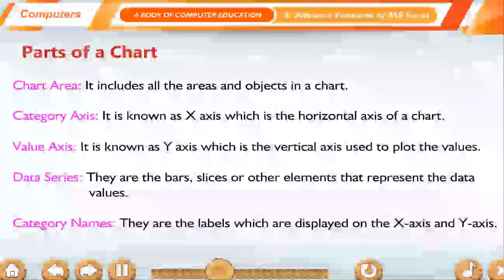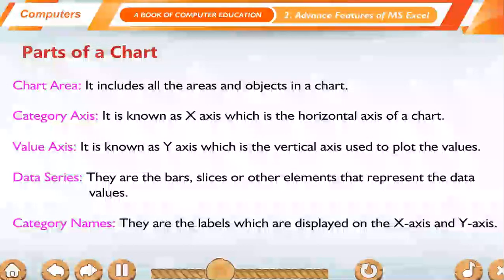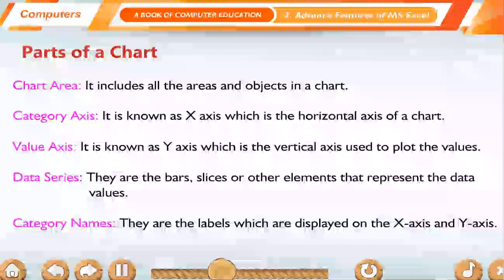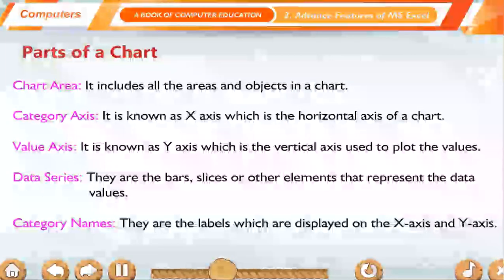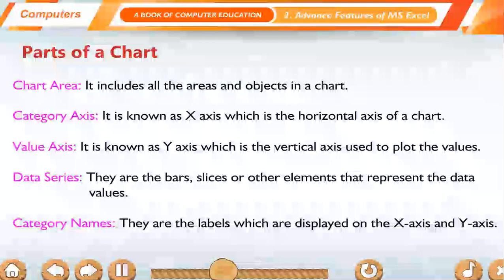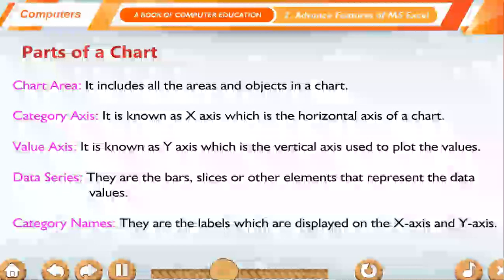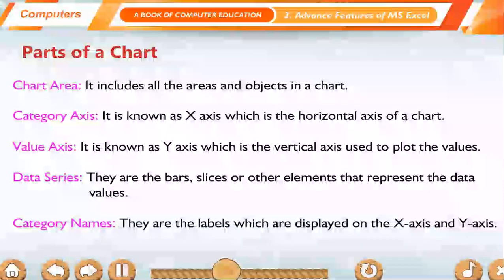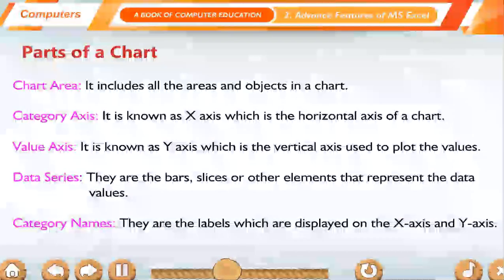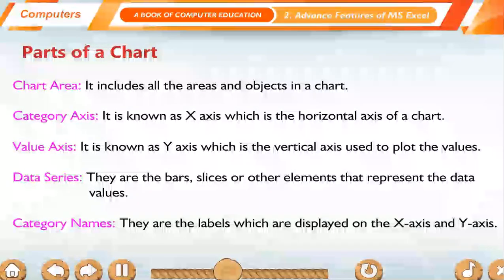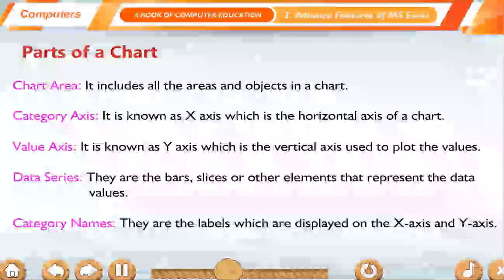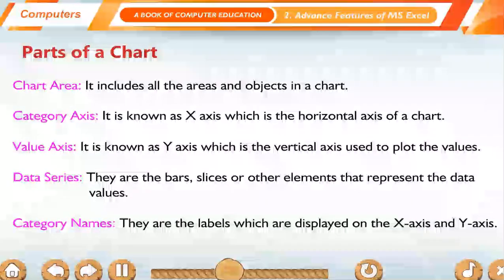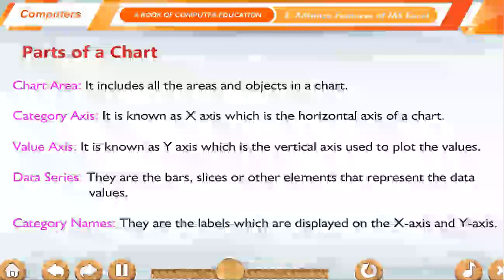Parts of a chart. Chart area. It includes all the areas and objects in a chart. Category axis. It is known as x-axis, which is horizontal axis of a chart. Value axis. It is known as y-axis, which is the vertical axis used to plot the values. Data series. They are the bars, slices, or other elements that represent the data values. Category names. They are the labels which are displayed on the x-axis and y-axis.